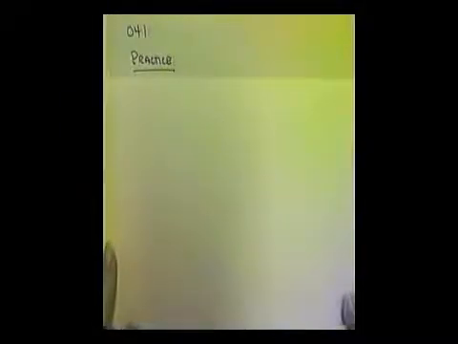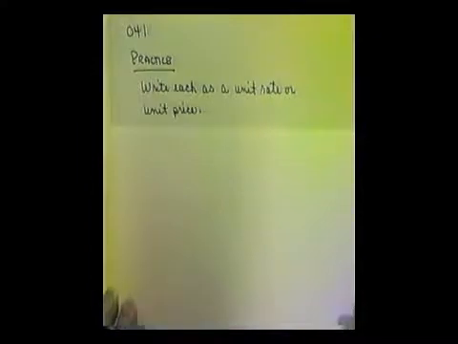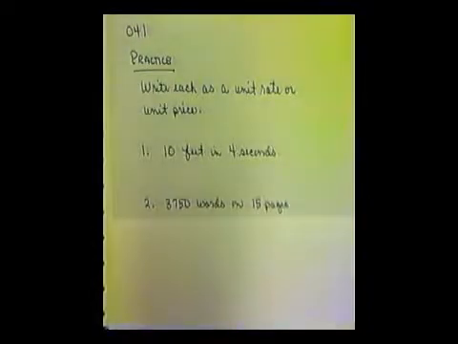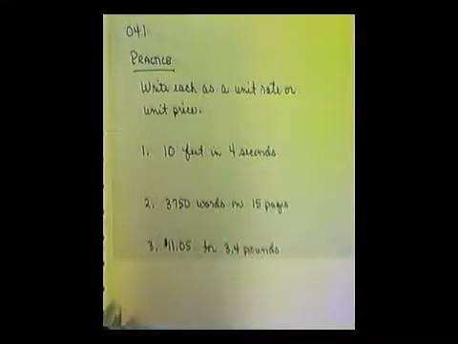Let's now try some practice problems on our unit rate. Here we want to write each as a unit rate or unit price. Our first example is 10 feet in 4 seconds. Our second problem is 3,750 words on 15 pages. We want words per page. And number 3 is $11.05 for 3.4 pounds. I hope it's good meat. And now push the pause and work these problems, and when you're through, come back and check your answers.